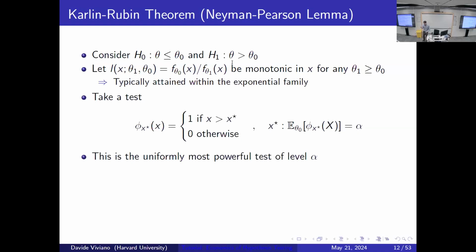And this is typically obtained, for instance, for Gaussian models. We can take a test which takes the form of a threshold, for which we are going to reject if x is greater than a given threshold x star, and we are not going to reject otherwise. Then we choose the threshold so as to control the size, so that the type 1 error is equal to alpha. If we do so, then we can show that this test is going to be uniformly most powerful.